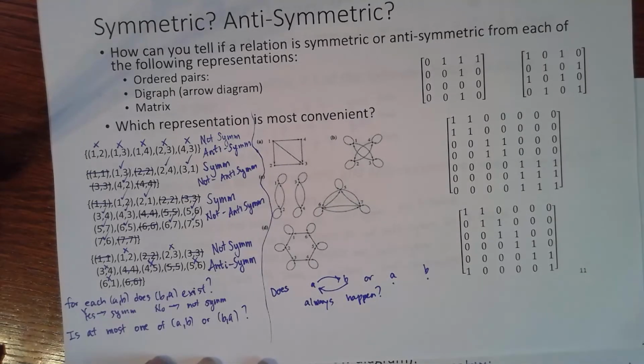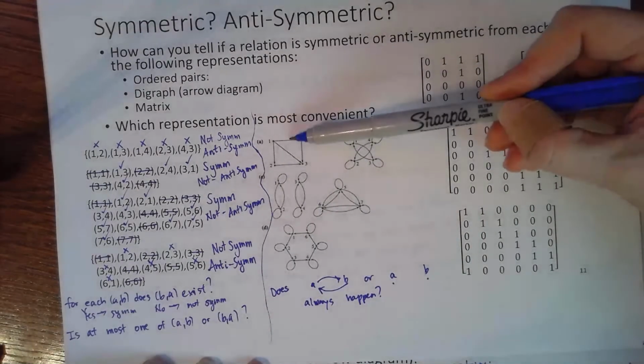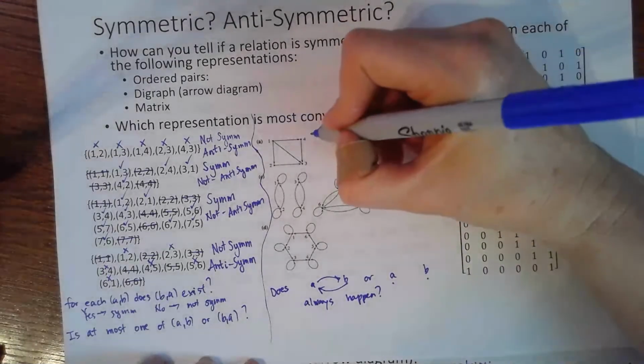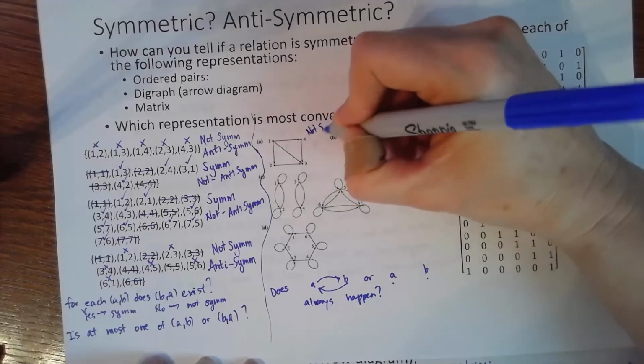Okay, so we could go through quickly, hopefully. Do we have both arrows? No. Okay, so we know that we don't have both arrows, so this one is not symmetric.